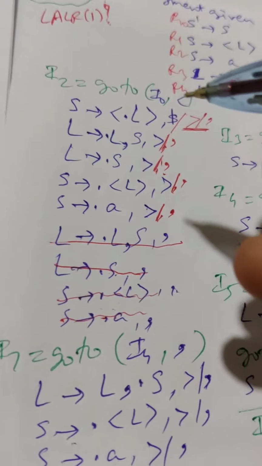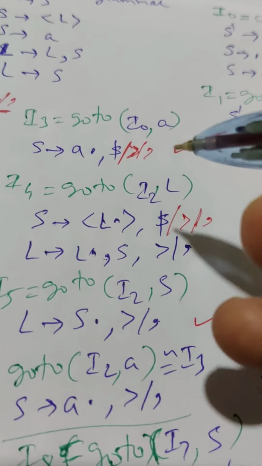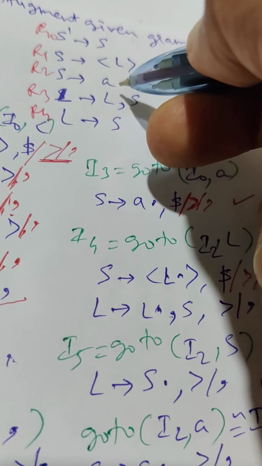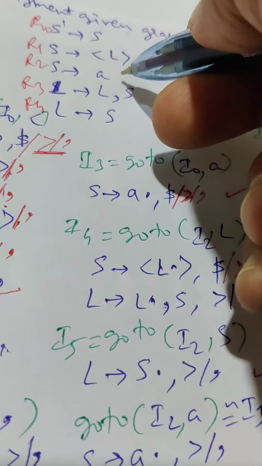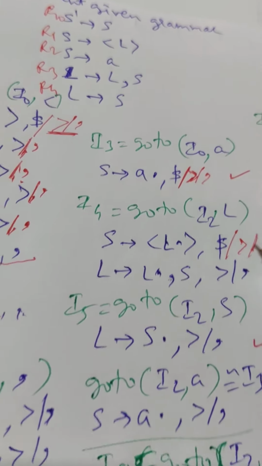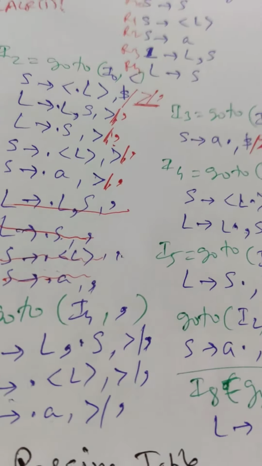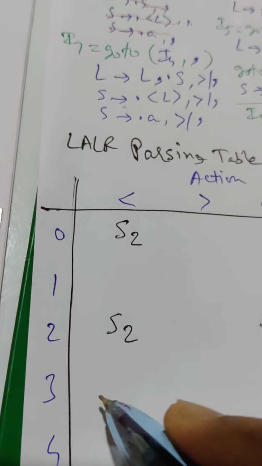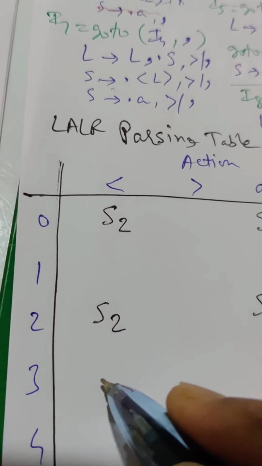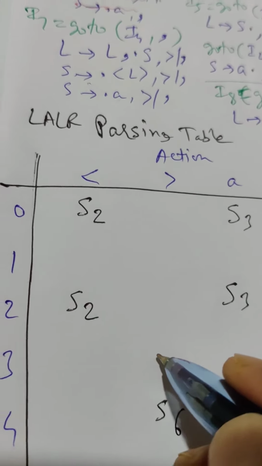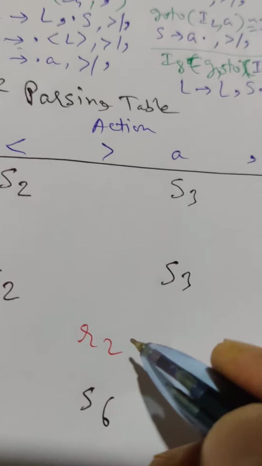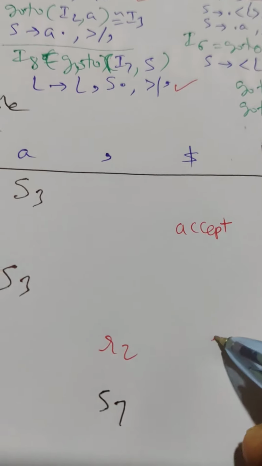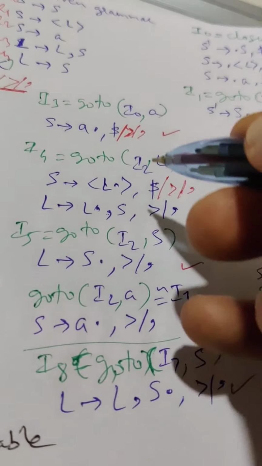Next, nothing finishes in item number 2. In item number 3, S goes to A. S goes to A is rule number 2. So for item number 3, we have to write rule number 2 in dollar, greater than and comma. So item number 3, R2, we write under greater than, then comma and dollar. R2 is done.